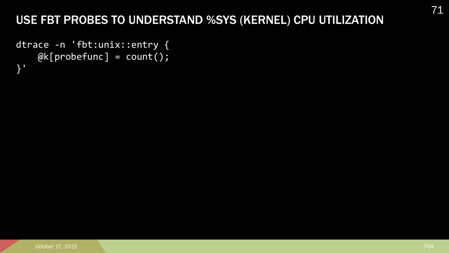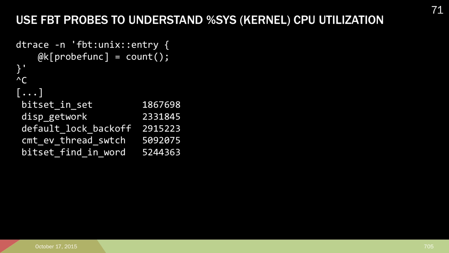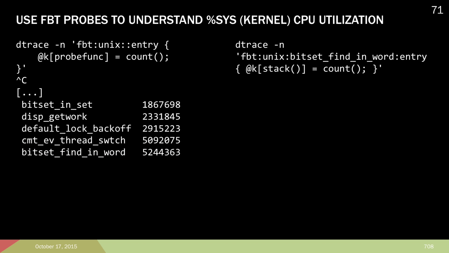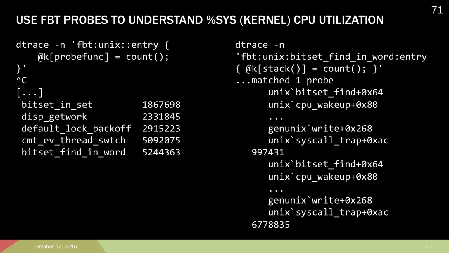First, we gather a kernel function call count for the unix module. bitset_find_in_word is the most frequent. Let's follow this by gathering kernel stack frames on the entry point of the most frequent kernel function, bitset_find_in_word. From the unix module, we can see the stack frame that bitset_find_in_word is originating from a high volume of write calls.